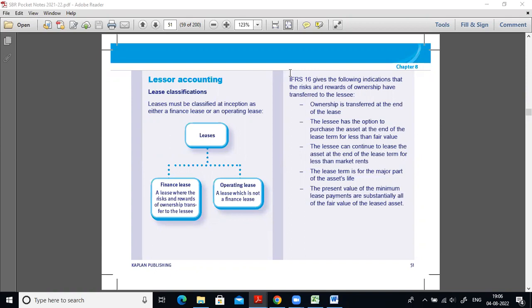See, suppose the life of the asset is 10 years and its fair value is 1 lakh, and the total present value of the lease payment is 95,000. What does it mean? That the asset is given to the lessee for its full usage. So in that case also we can assume that the risk and reward is transferred. So just try to understand statement 3, statement 4 and statement 5 before I go to the next elements.